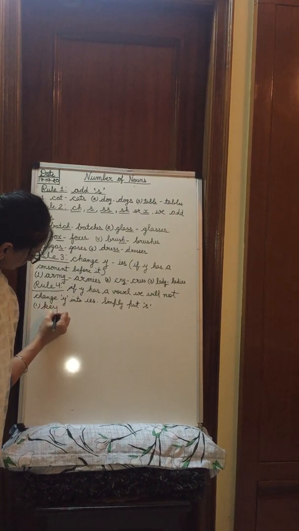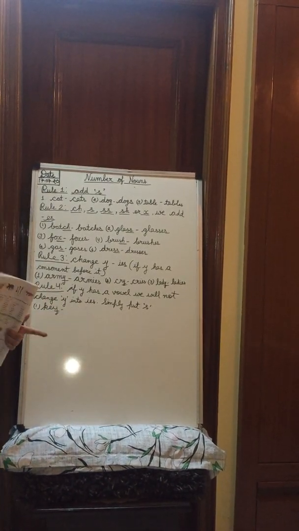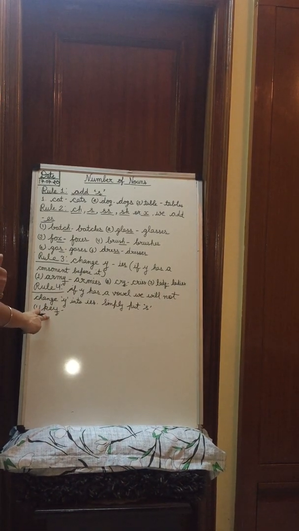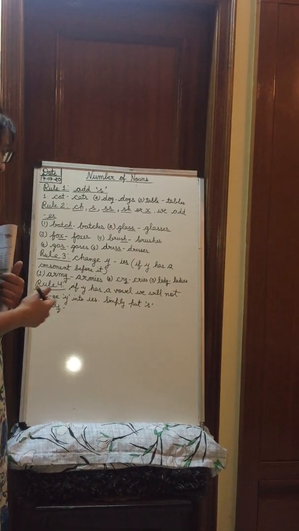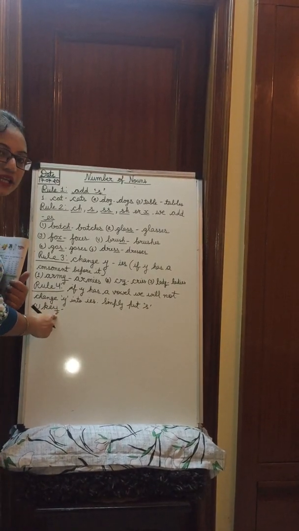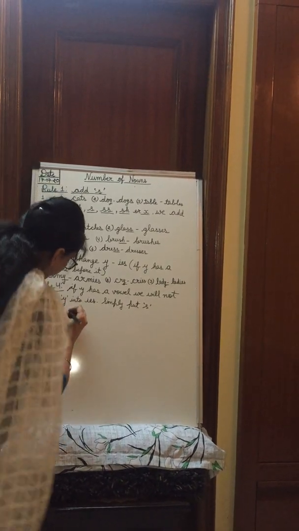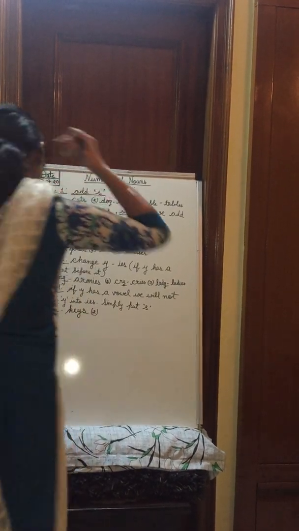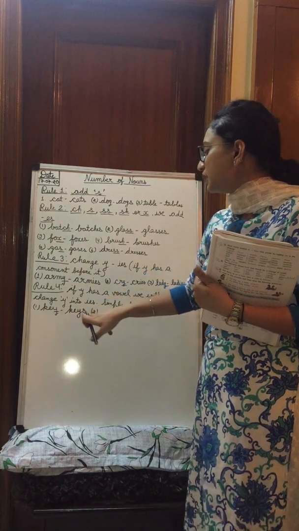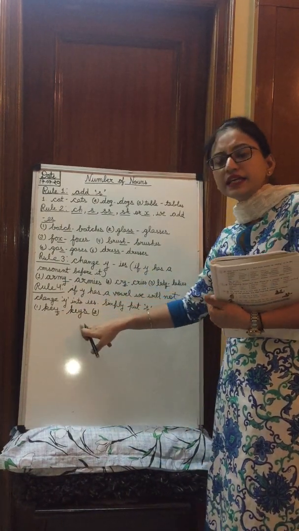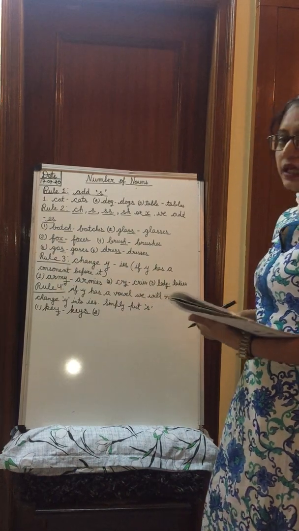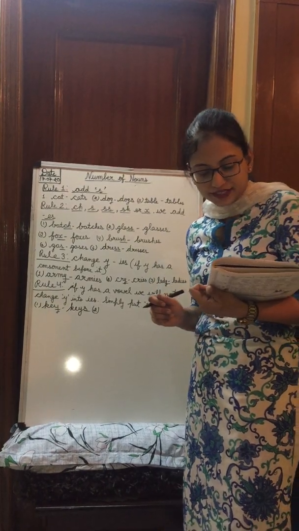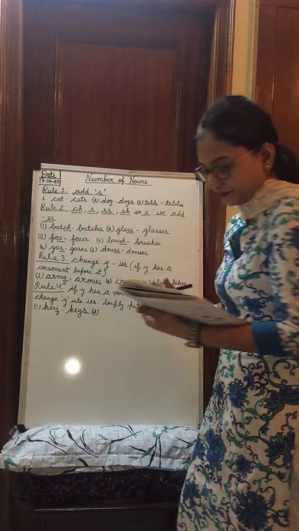Key. This word ends with Y, but Y has a vowel before it. E. E is a vowel. So we will not change Y into IES. We simply put S. So key becomes keys. Key, keys. Monkey, monkeys. Ray, rays. Toy, toys. Way, ways.